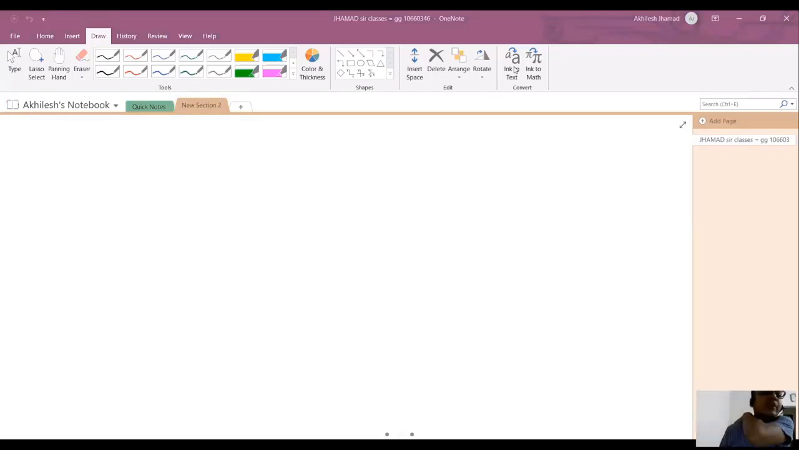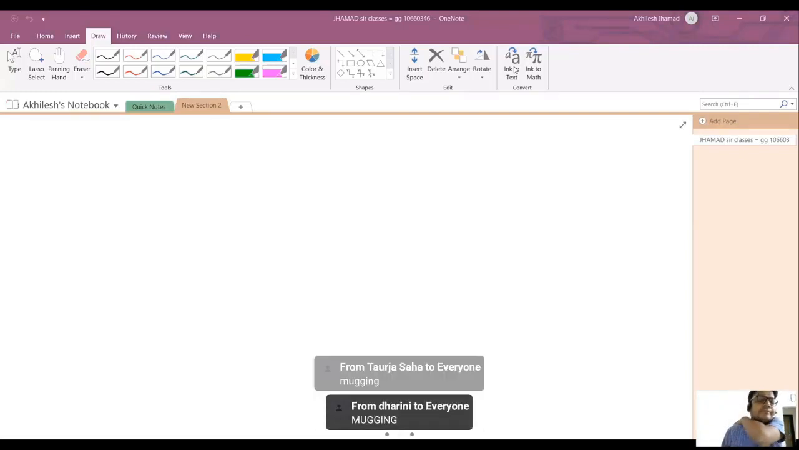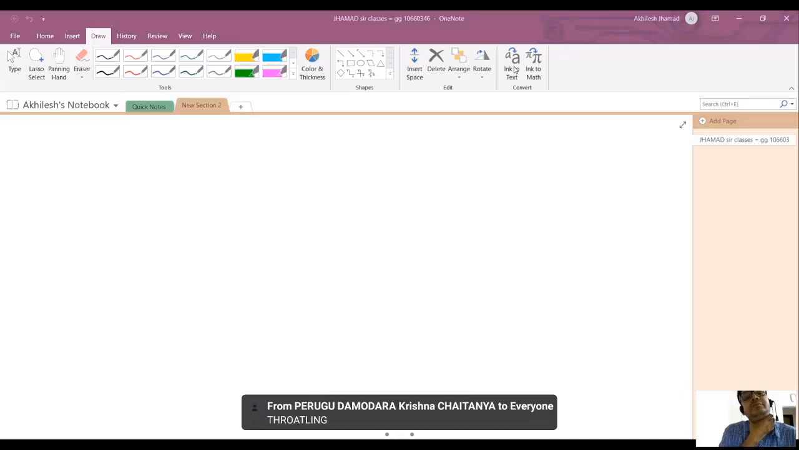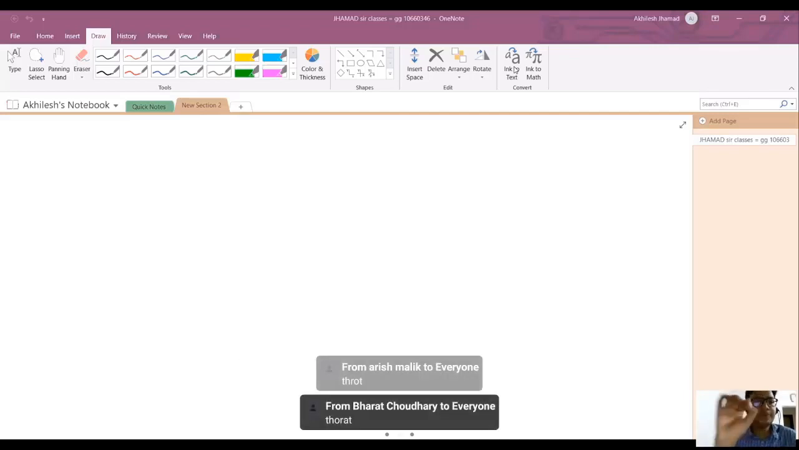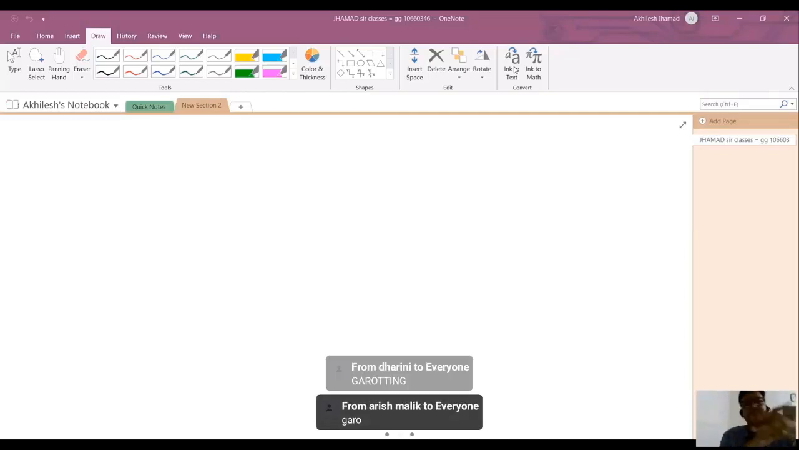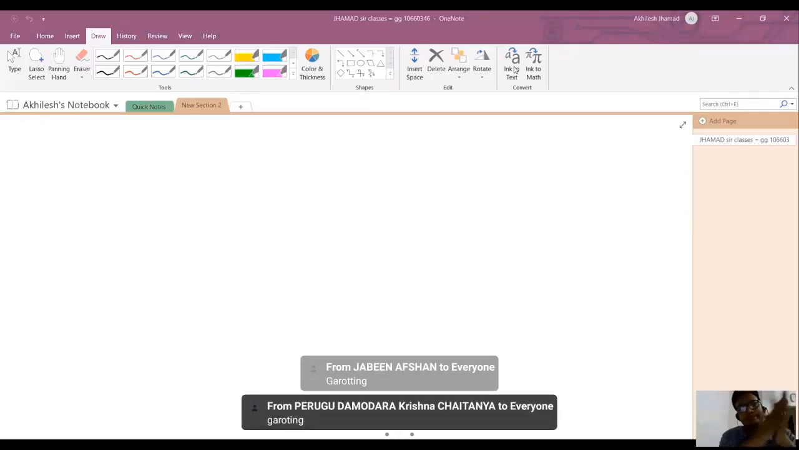What is the name of this strangulation method? Mugging. Throttling. In Spain and Turkey, criminals are killed by which method of strangulation? What is the name of that method? Garrotting. Absolutely right, friends. Most common method is garrotting.